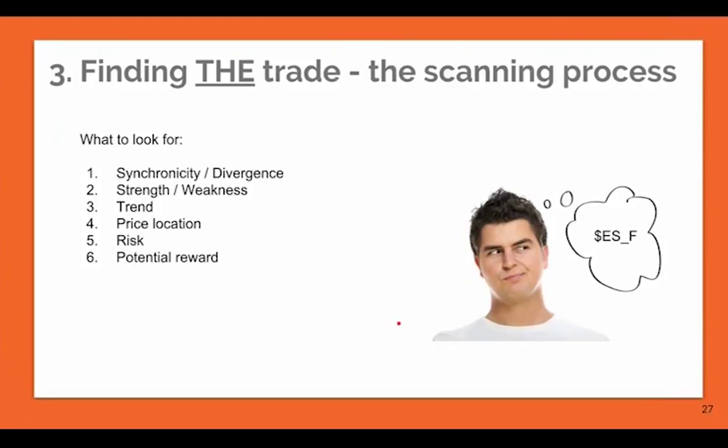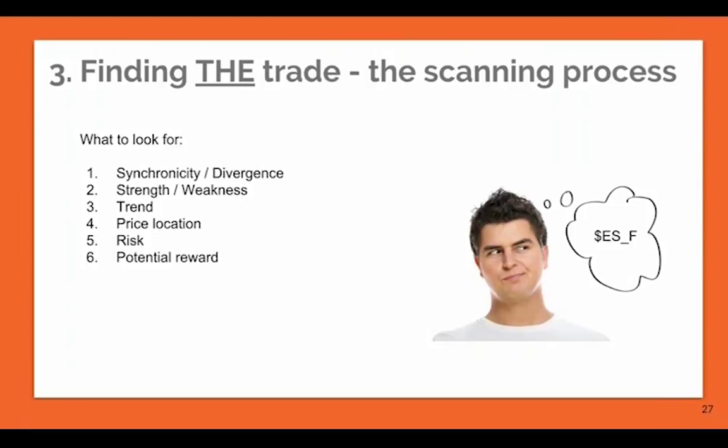So find the trade, and this is the scanning process. First of all, you have to pay attention to synchronicity and divergence, right? See what's leading and see what's lagging. You're going to go with the strongest index for long, and the weakest index in case the market reverses. You're going to look at that weak index for a possible short.